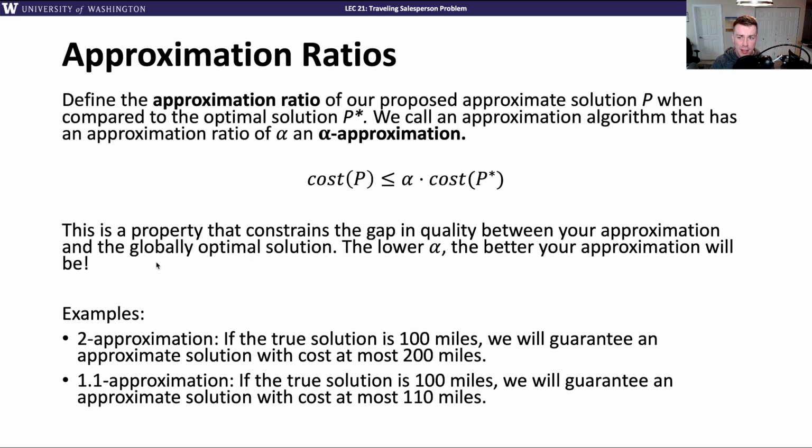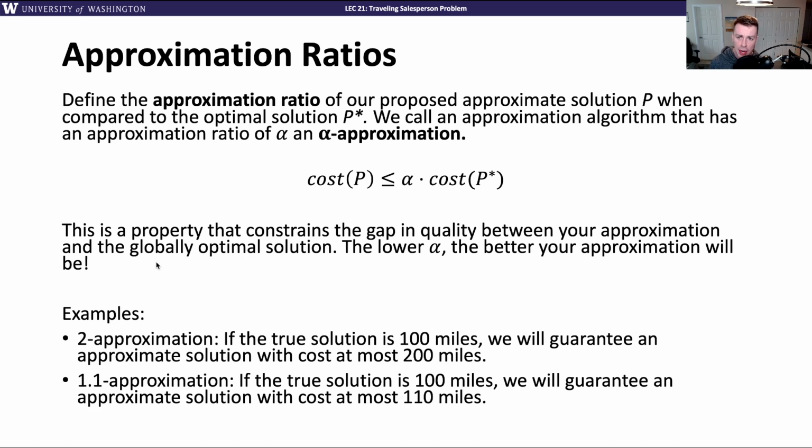So for example, a 2 approximation, if the true solution was 100 miles, would find a path that's 200 miles or less. So the idea is that it's going to find something that's close-ish, but no worse than twice as bad as the true optimal. If you have a 1.1 approximation, then your approximation would always be at most 1.1 times the optimal. So in a 100-mile example, our approximation would always be 110 miles or less. The idea is we're trying to get as close as possible to the optimal, and so the lower this alpha term is, the better your approximation will be.